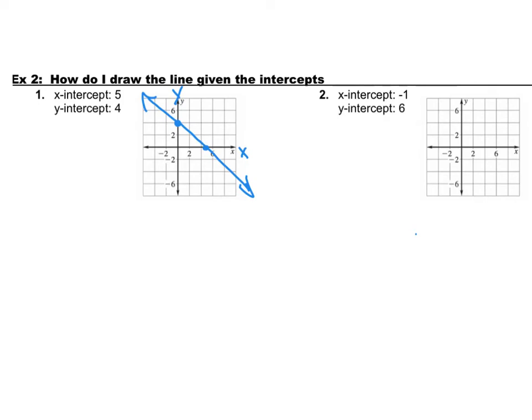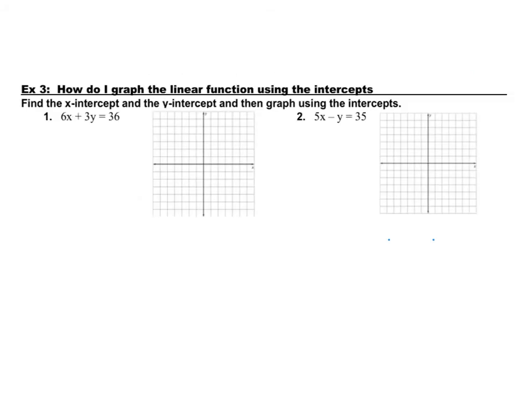So the second one, I have an x-intercept at -1 and a y-intercept at 6. And again, I'm just going to connect and graph them using those two intercepts. All right, so how do I graph a linear function using the intercepts? Find the x and the y-intercept and then graph using the intercepts.